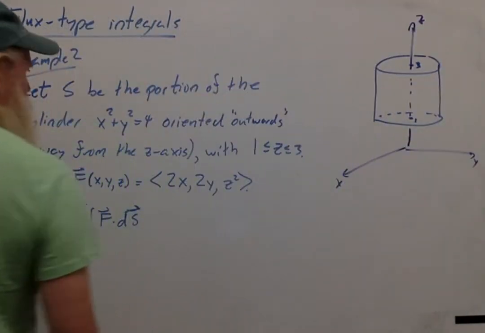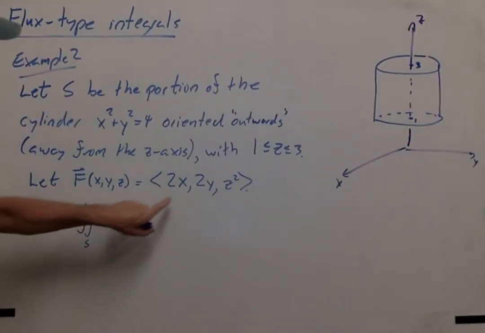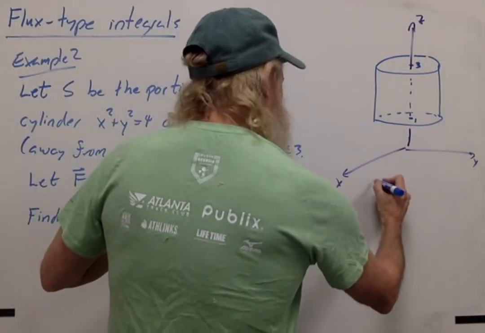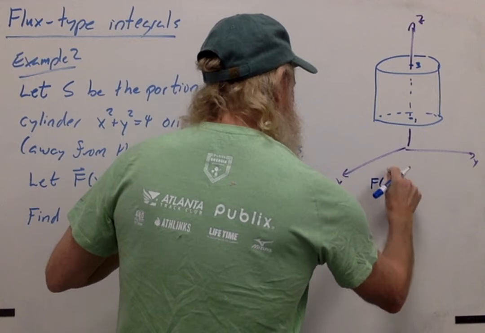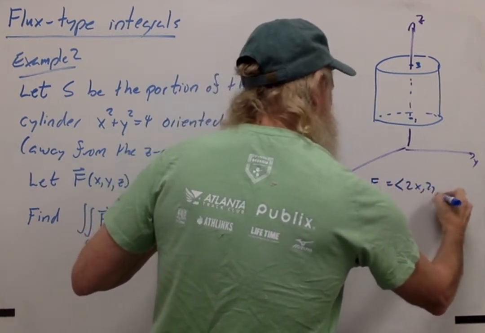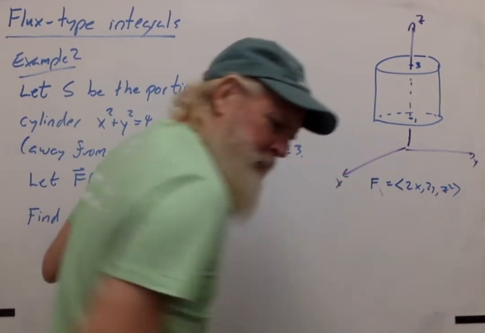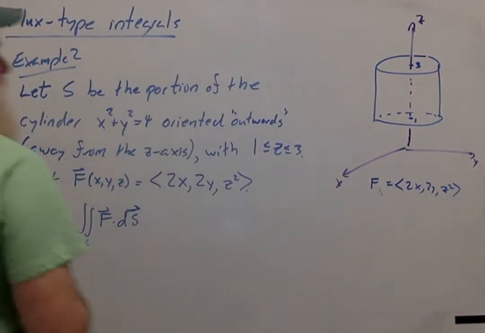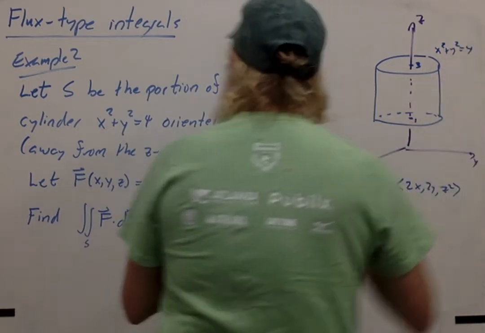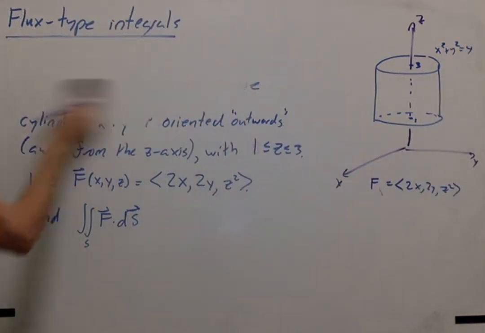So our first step is going to be to parameterize. So let me capture the vector field. I'll write it over here. F is equal to 2x, 2y, z squared. And let me write the equation, x squared plus y squared equals 4. And now we can erase this part.